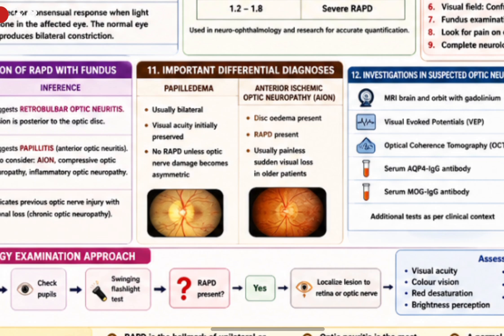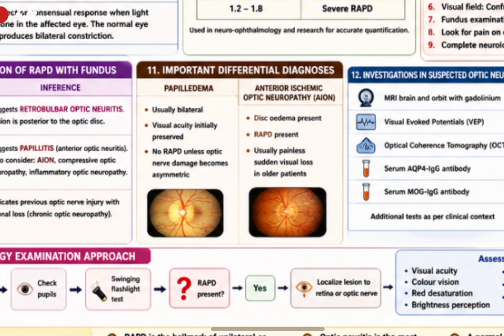The important differential diagnoses to consider are papilledema, which is usually bilateral, visual acuity is initially preserved, and RAPD is absent unless the optic nerve damage is asymmetrical. In anterior ischemic optic neuropathy, disc edema is present, RAPD is present, and there is usually painless vision loss in older patients.